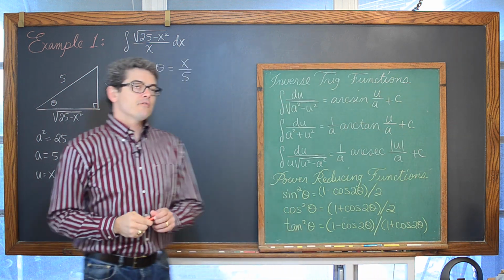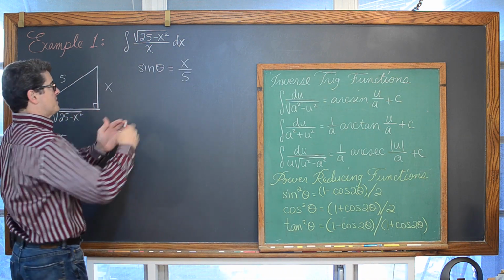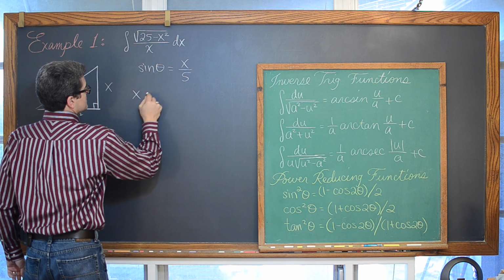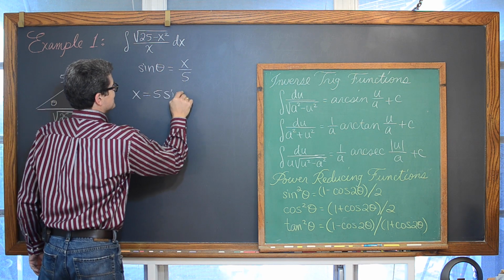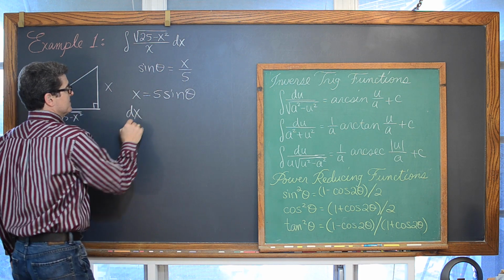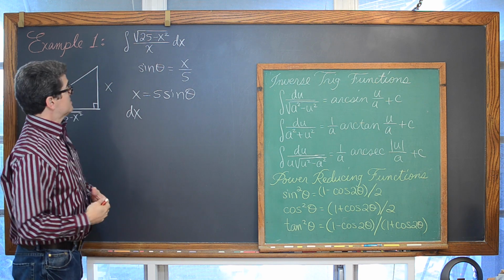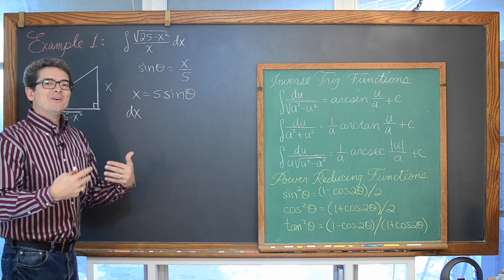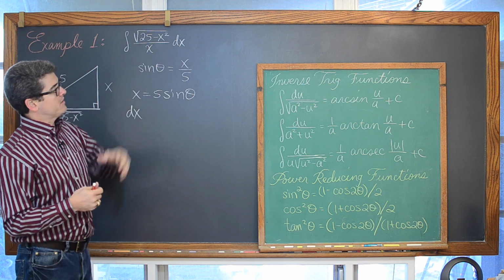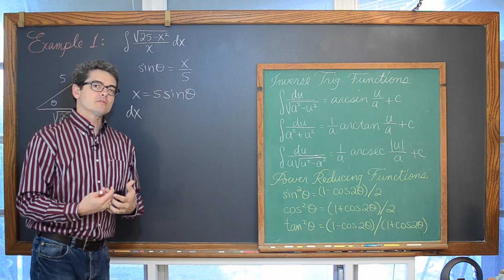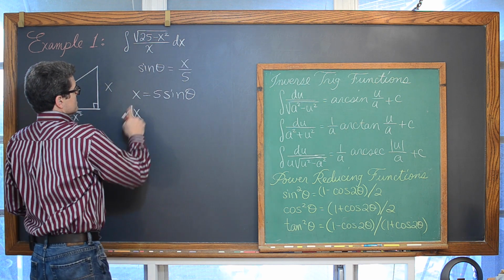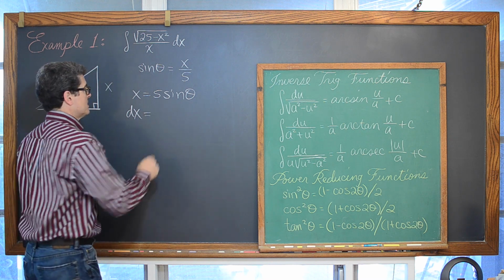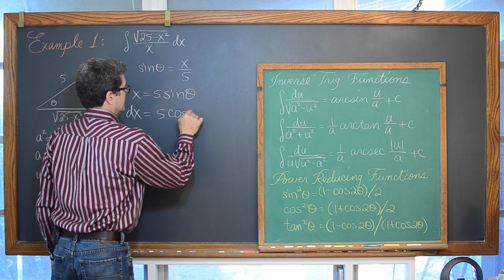We're going to move the 5 over with multiplication. I'm also going to flip the two sides of this equation and get x is equal to 5 times the sine of theta, and then dx. The whole point of this process is to rewrite this integrand into a form that we can more easily integrate. So we're going to remove all the references of x and replace them with references of theta. So we have a dx here. If x is 5 sine of theta, then dx is going to be, well, the derivative of sine is cosine, and we have 5 times the cosine of theta.